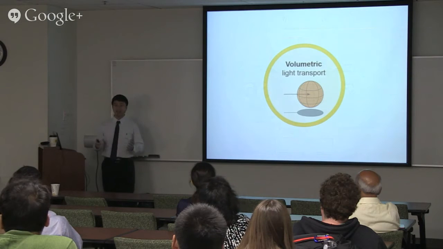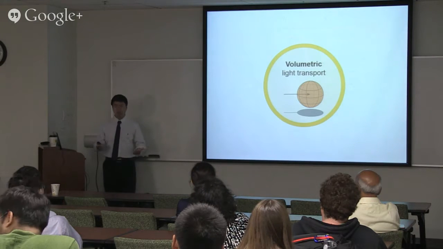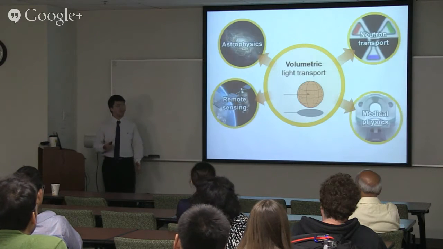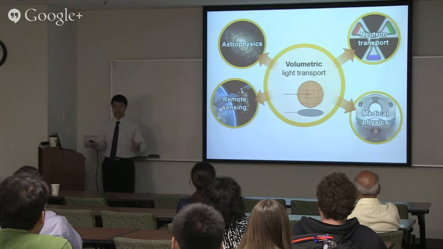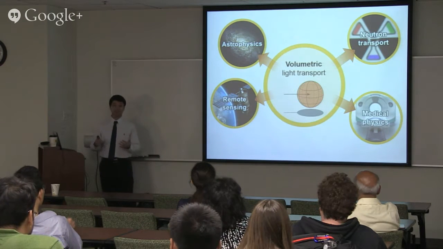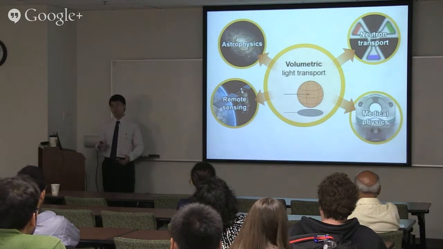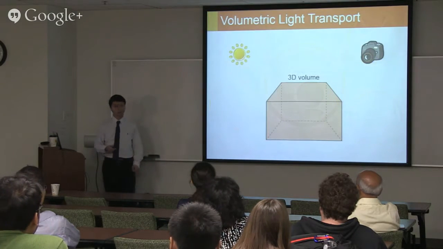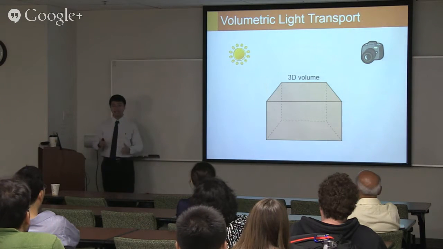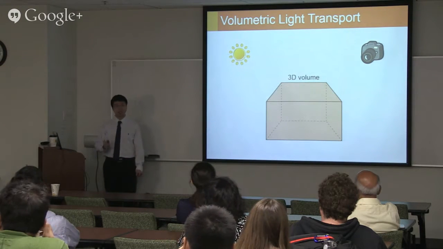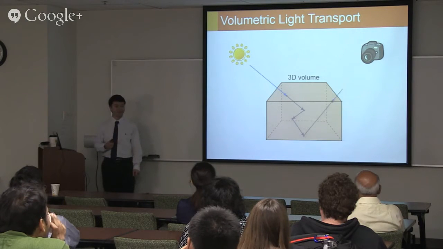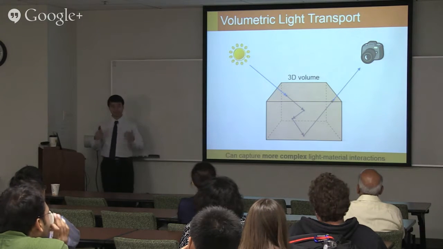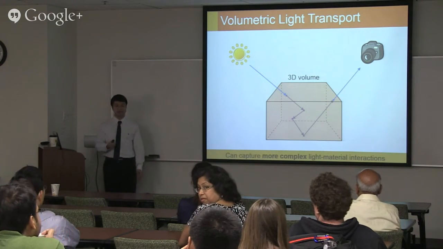So before diving into the details, let me give a brief description of volumetric light transport. In fact, this technique has been used in many other fields for a long time. Because of some practical limitations, it's relatively new to graphics, and I will discuss these limitations later. So in this volumetric formulation, a scene is allowed to contain 3D volumes in which light can scatter around. This model is able to capture very complicated light-material interactions.